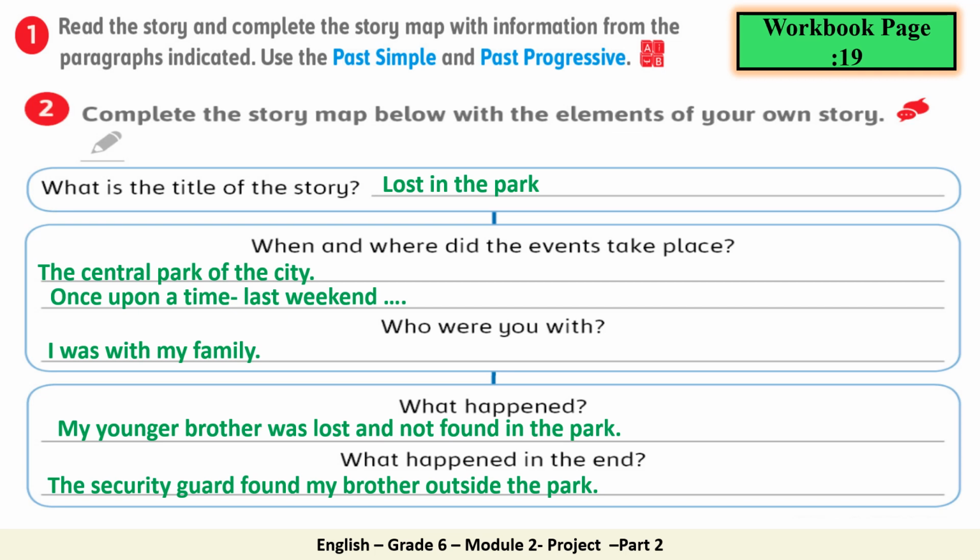Before writing a story, you should have a vision, an idea about the elements that you are going to write about. For example, the title, when and where, the place, who was with you, the characters, what happened, the problem and the events, what happened in the end, the solution. Now I want you to pause the video and write the elements of your own story. Just like that. This is just an example.